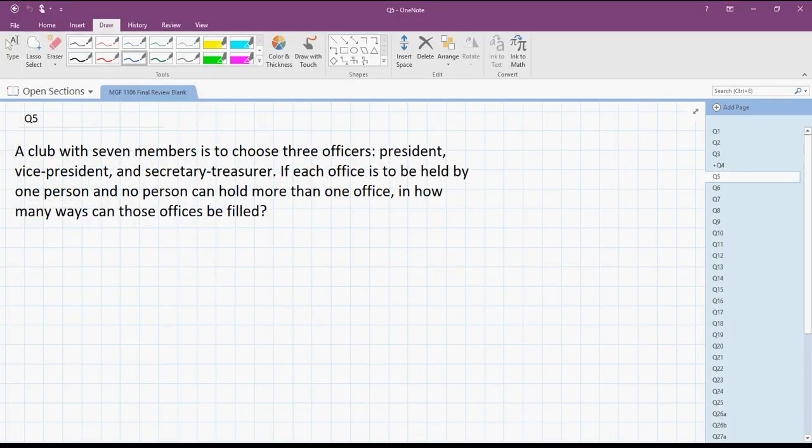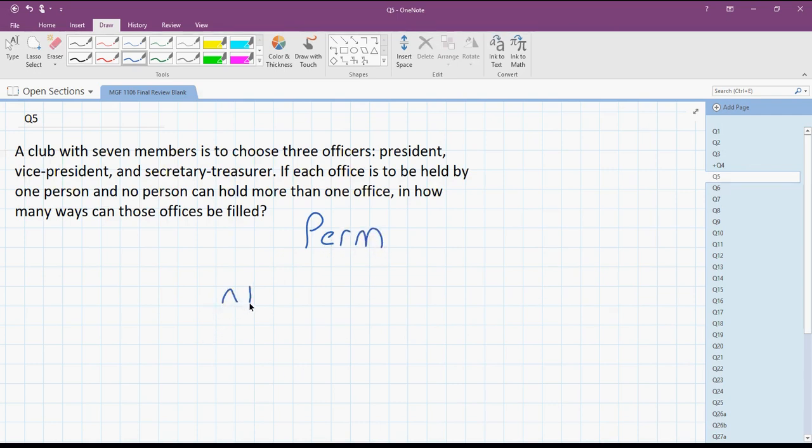So it says a club with 7 members is to choose 3 different officers: president, vice president, and secretary treasurer. If each office is to be held by one person and no person can hold more than one office, in how many ways can those offices be filled? What are we dealing with here? This is a permutation, right? Because we are ranking our people. We want the best person, then the president, the second best person as the vice president, and then our secretary and treasurer. So again, this is that permutation coming at us.